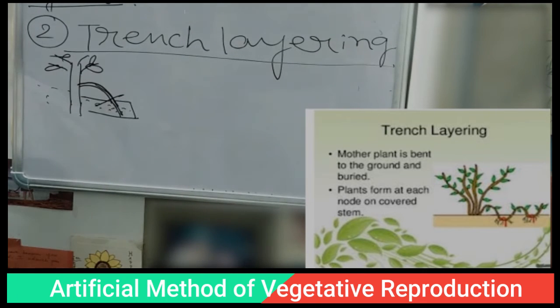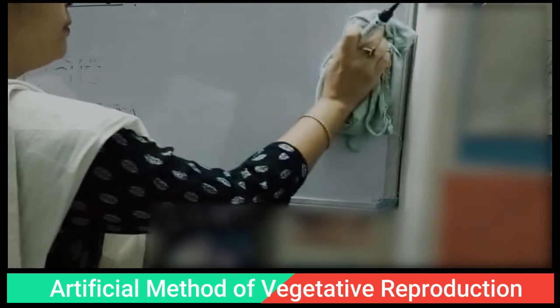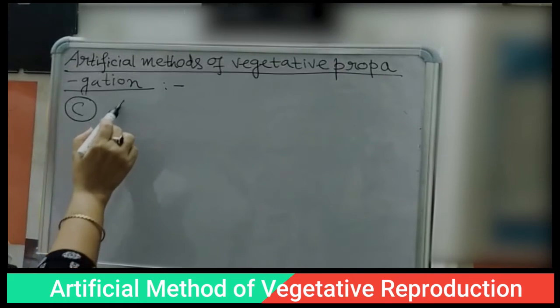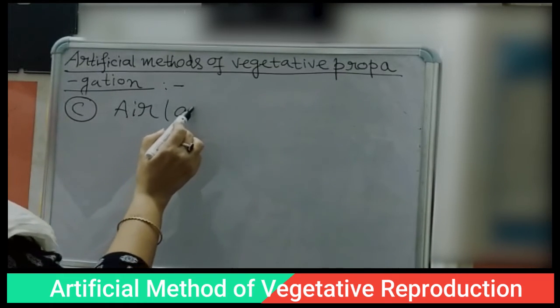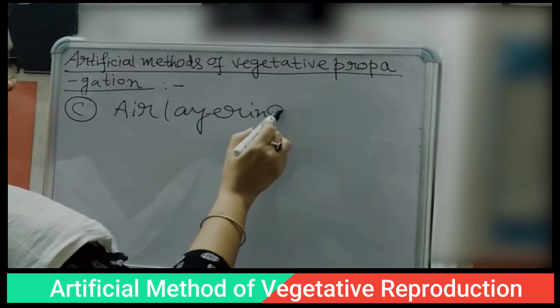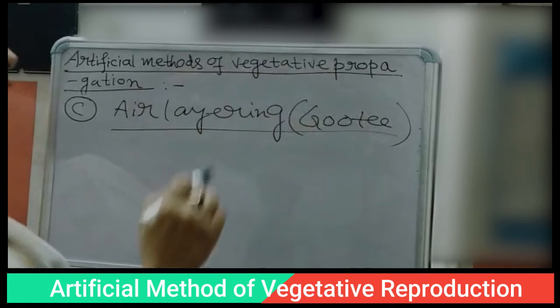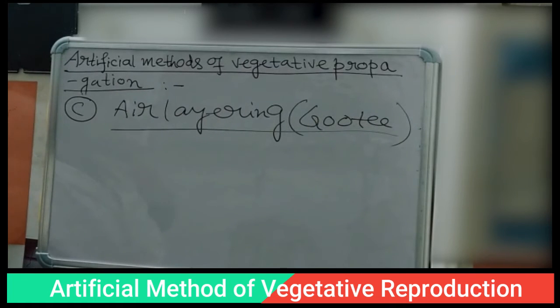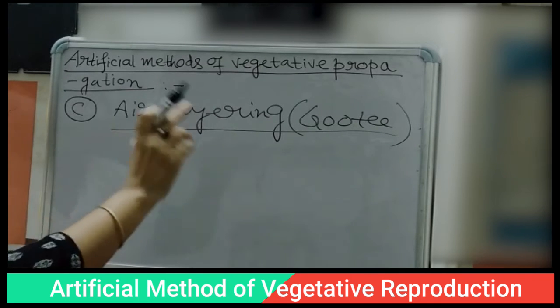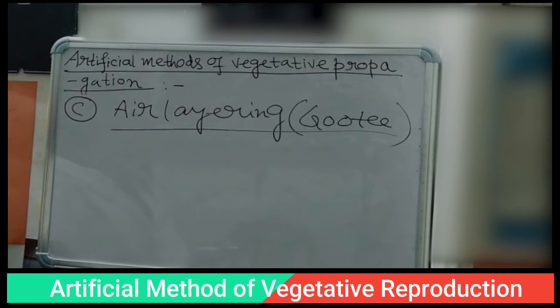This type of trench layering occurs in walnut and mulberry. Now the last is air layering. Air layering or gootee. Tip layering and trench layering can happen in soft stemmed plants, but air layering is applicable for hard woody plants like lychee and pomegranate.